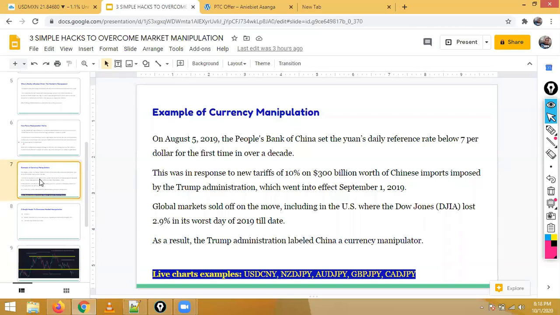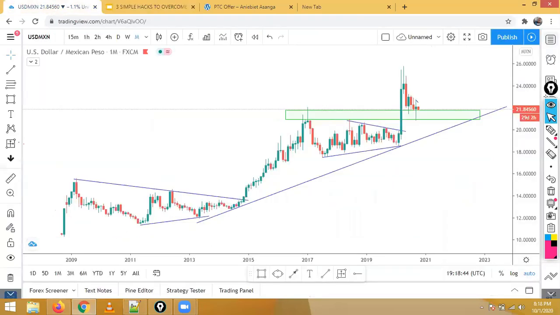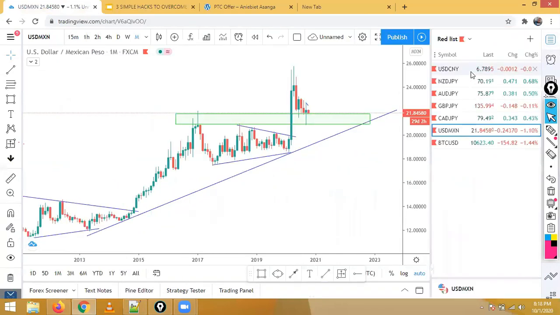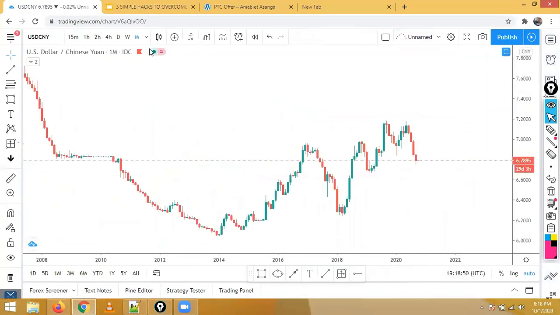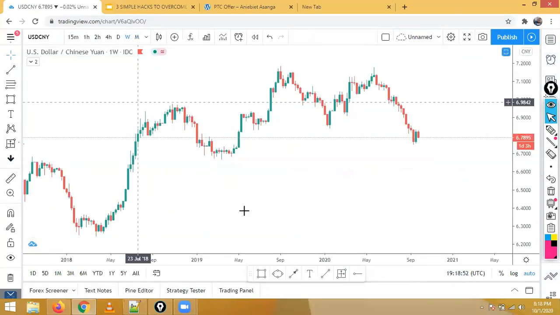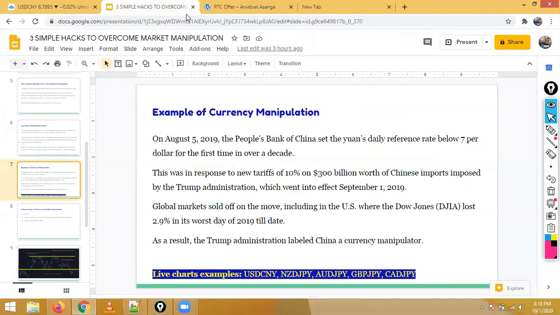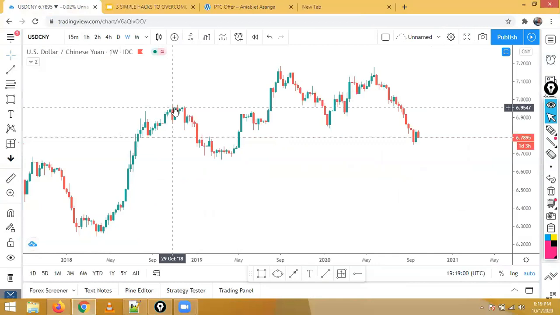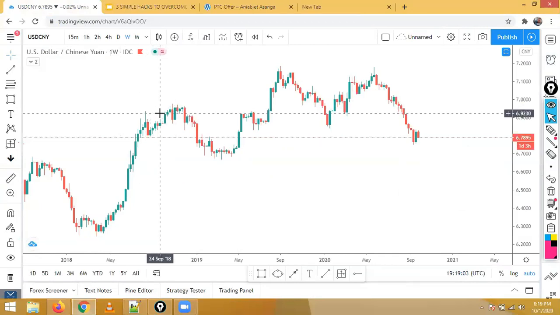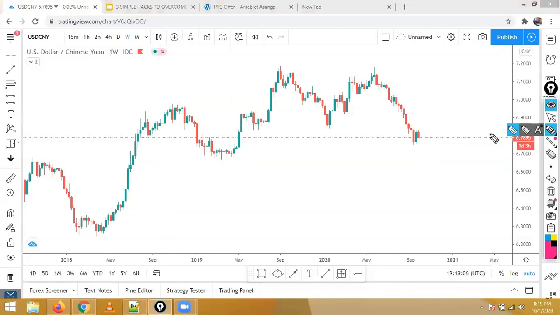So let's look at a few live charts and see the effects of this happening in August. That is August 2019 on the chart. So we first of all look at the USD/CNY chart. You go to the weekly so that we can see the chart clearly. Back here, that was the 5th of August 2019. So yeah, this is it, August 2019. You can see on this chart, this was around August 2019.